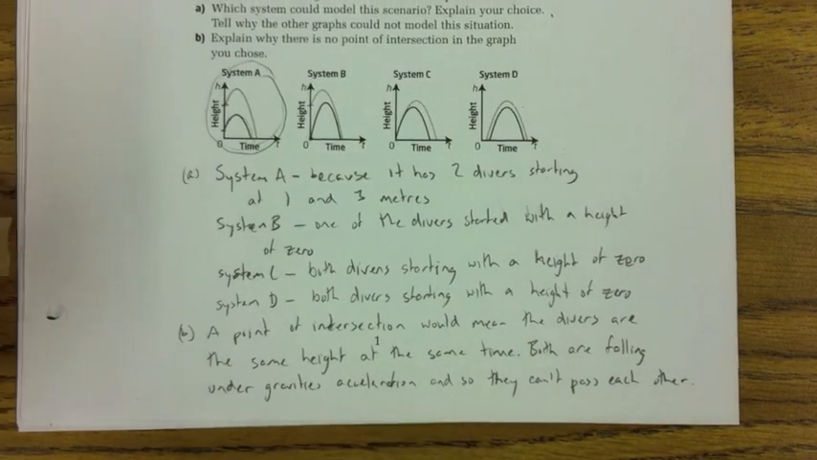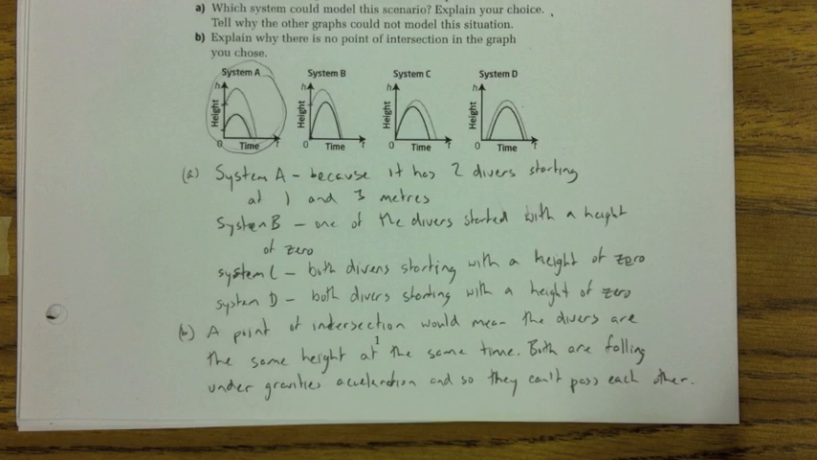All right? So a system of equations is a system in which you have two graphs. Any solution to the system is where the two graphs cross.